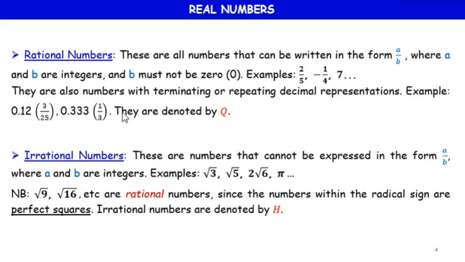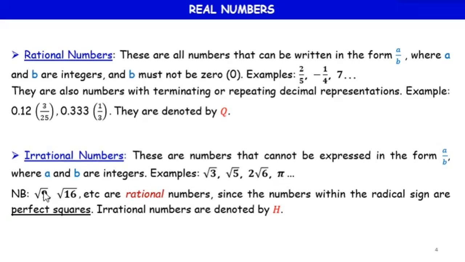As opposed to the rational numbers, we can express them as a fraction, as a numerator over a denominator, where the numerator and the denominator are integers. But with irrational numbers, they are never so. So the root of all imperfect squares, if I'm to put it that way, are all irrational numbers. Pi is also an irrational number.